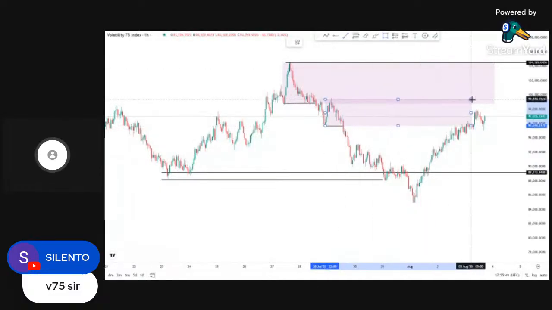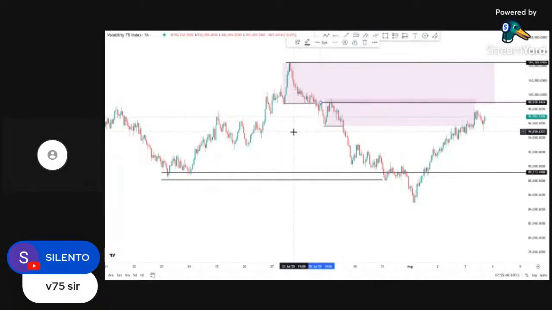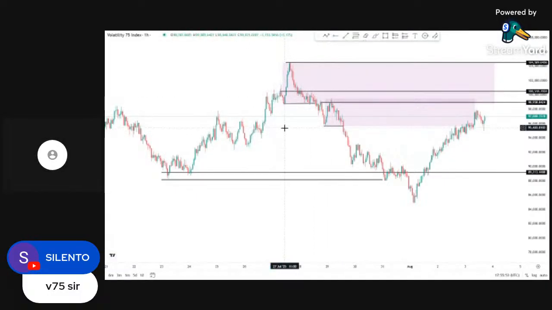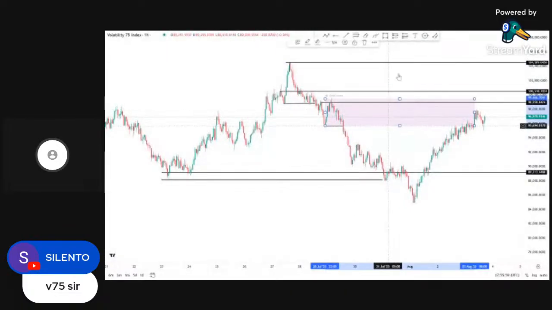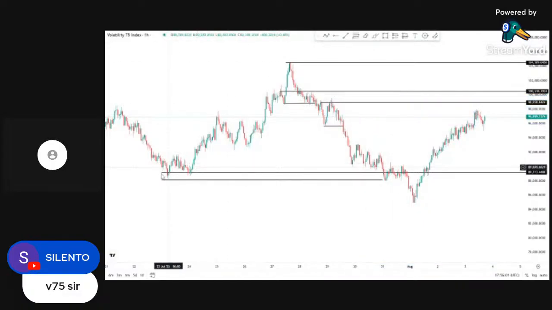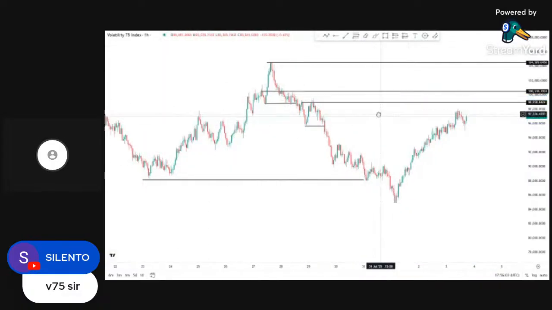So I'm having two setups on this, right? Because if you look at the beginning of this zone, you see a liquidity engineering right here. So this is my first setup. I have that and I have this. So let me remove this. I hope you get this. Let me remove this zone. Let me remove this line chart. It's too messy.